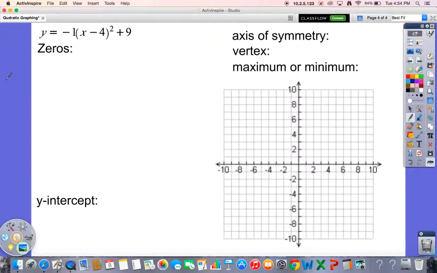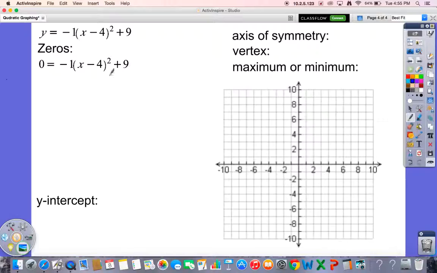We are going to work on graphing from the vertex form of an equation. The first thing that I want to do here is find the zeros of this equation. To do that, I'm going to set this y value equal to 0. And now I'm going to think about the order of operations. I am going to undo steps in reverse order so I can find the value of x.